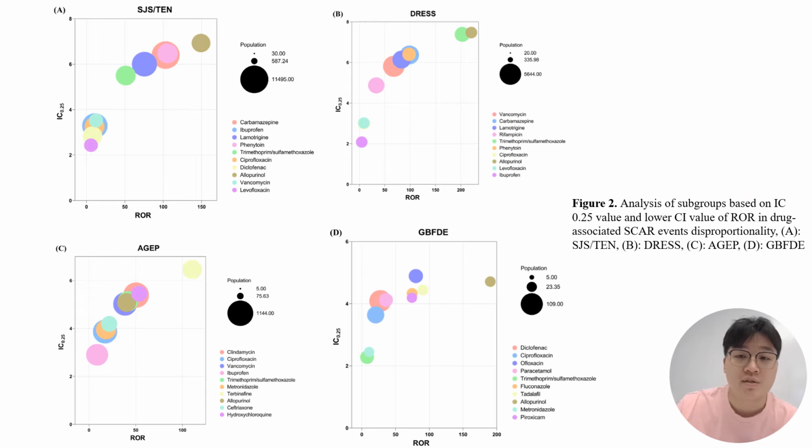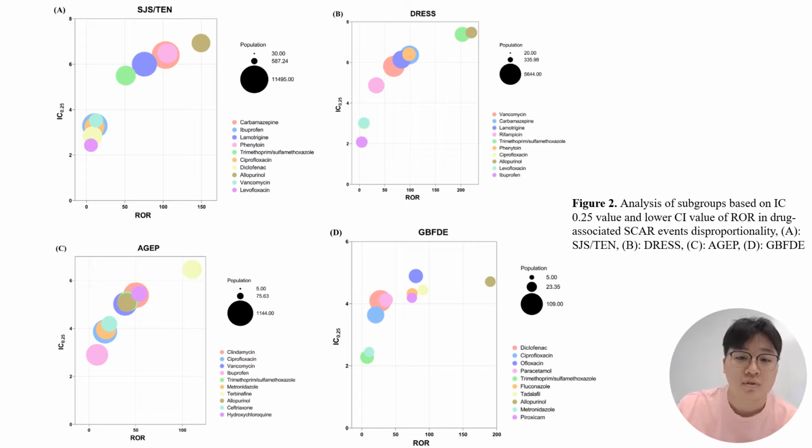This figure presents a comprehensive analysis of drug associations across SCAR subtypes. First, SCARs were classified into four categories. Second, the top 10 drugs most frequently reported for each SCAR subtype were identified. We then analyzed the association between each SCAR subtype and its corresponding top 10 drugs using two disproportionality measures, the reporting odds ratio as ROR and the information component as IC.